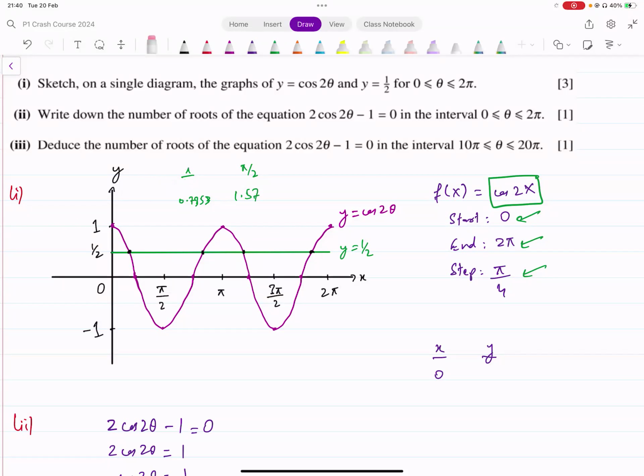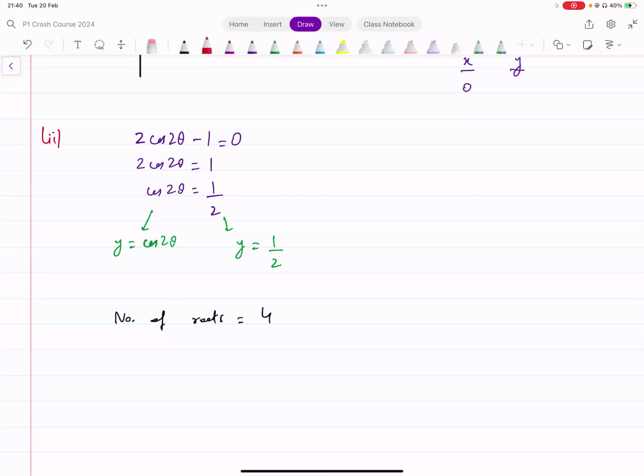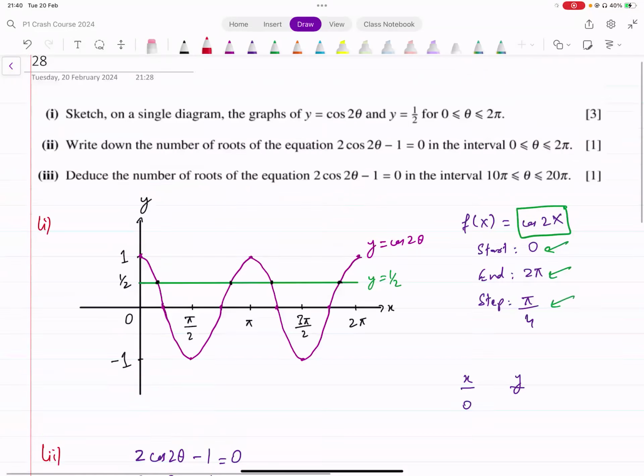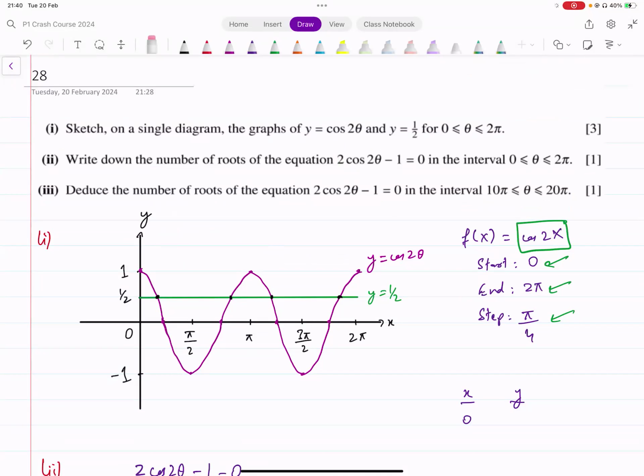All right. Let's get back to this question. So the number of roots turned out to be 4. Okay, now let's look at the last part. The last part says, deduce the number of roots of the equation 2 cos 2 theta minus 1 equals 0 in the interval 10 pi to 20 pi. It's that same equation. But the interval is different now. The interval is from 10 pi to 20 pi. What is the number of roots in this interval? Any idea?